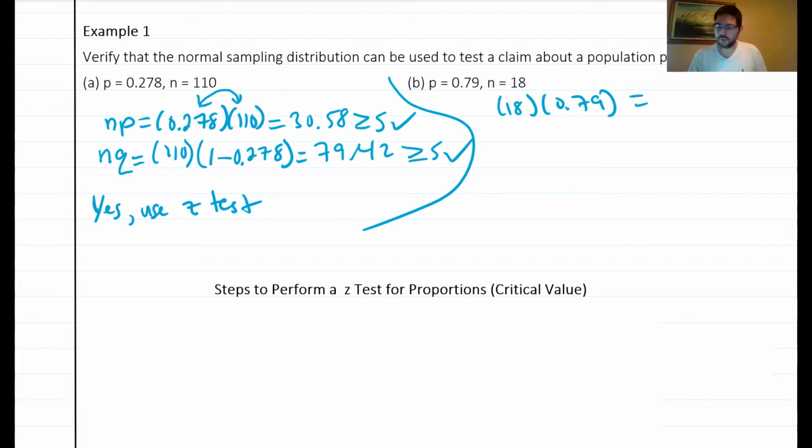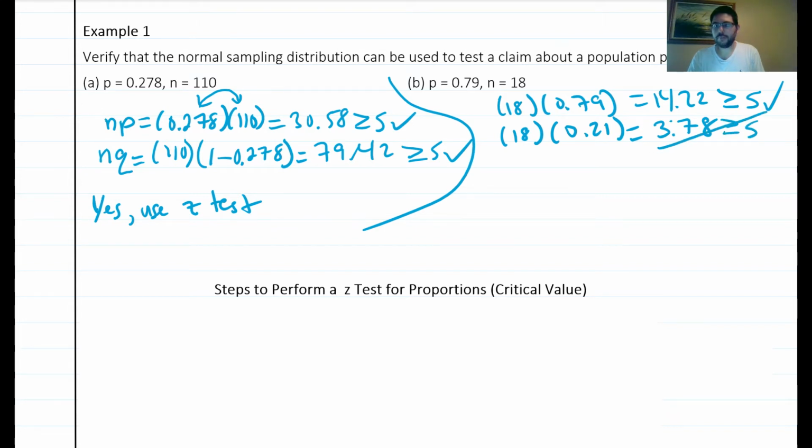So that's 14.22, which is indeed greater than or equal to 5. So that checks out. And then the last one, 18 times 1 minus 0.79. 1 minus 0.79 is 0.21. All right, and that should give you about 3.78. Double check that real quick. Yeah, so 3.78. And if you notice, this is actually not greater than or equal to 5, right?